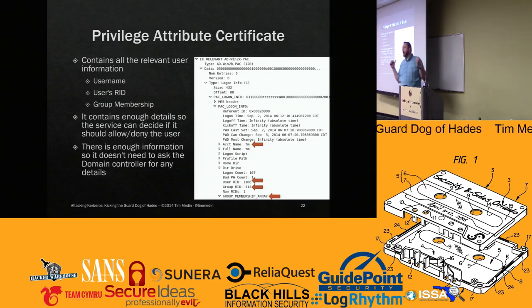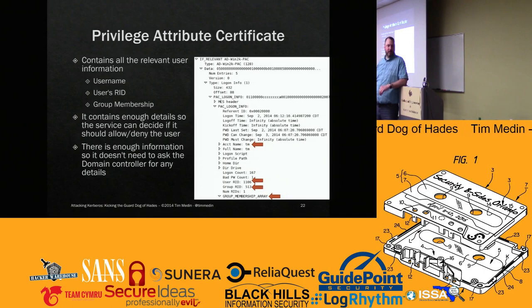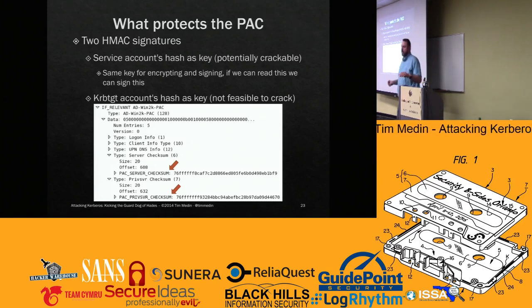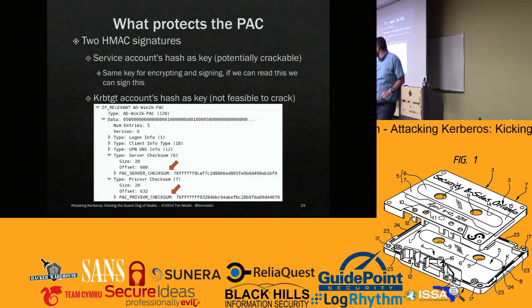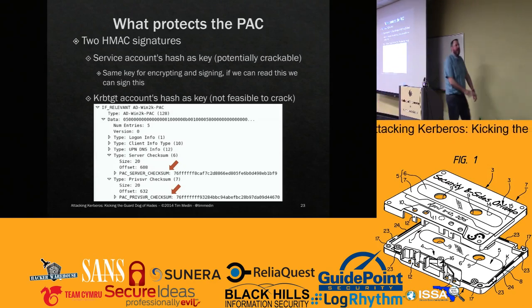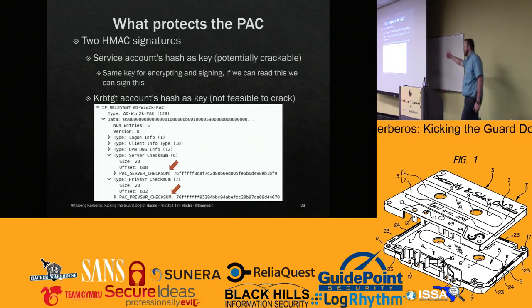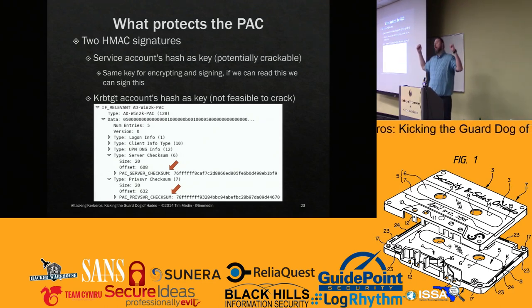So if I can decrypt this ticket and I can re-encrypt this ticket, I can change anything in the ticket and then resend it to the remote box, right? Well, sort of. It's protected with a couple signatures. Now we have one secret thing in the domain for each box. It's got its hash. So the server checksum, guess what the key is for that checksum? The hash. So I can change the thing and I can re-sign it because I've got that. Awesome. But then we've got the other guy. The other guy is signed with the KRBTGT's password hash.